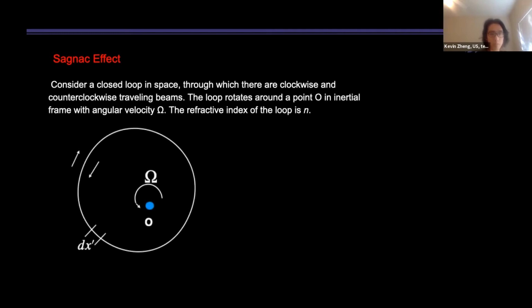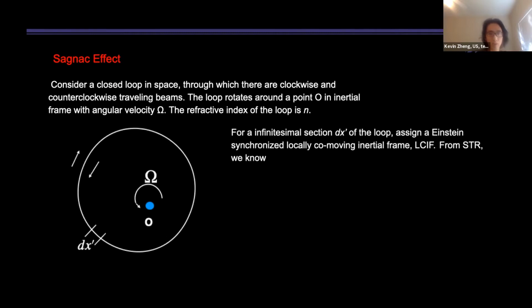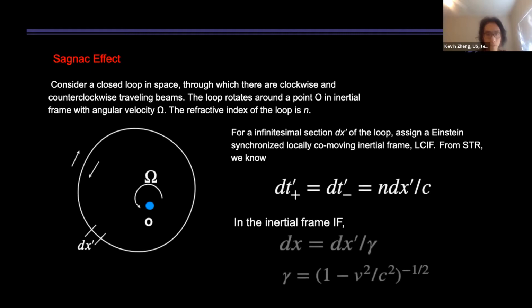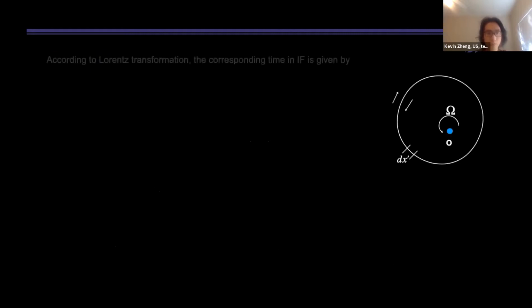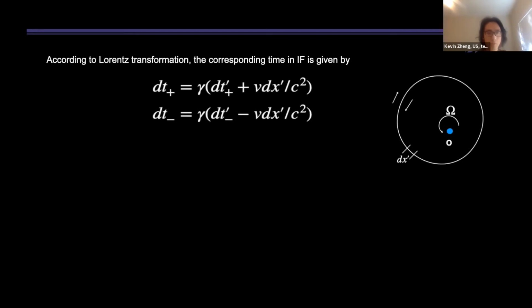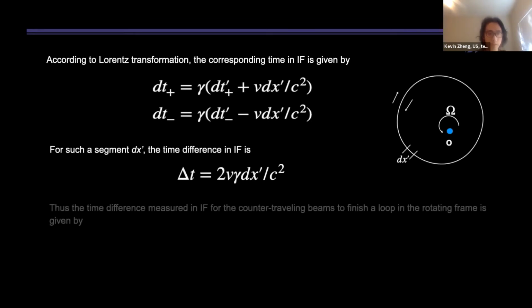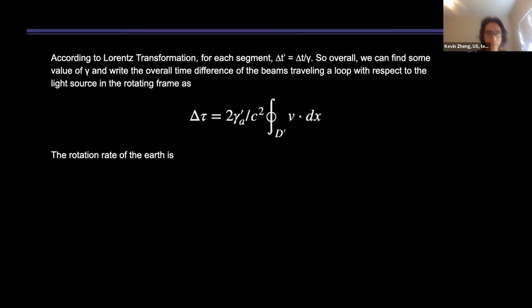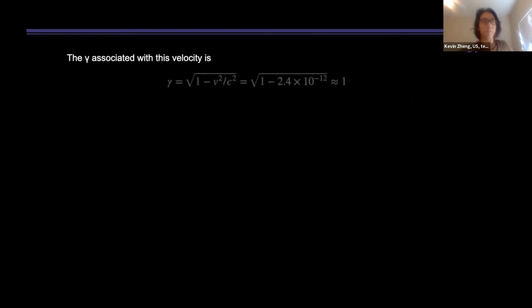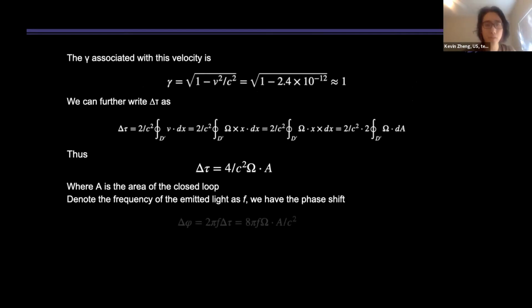We have a loop, and we have some light traveling along the loop. And these are the derivations. I'll just go through them really fast, and we can go back to them in the discussion part.